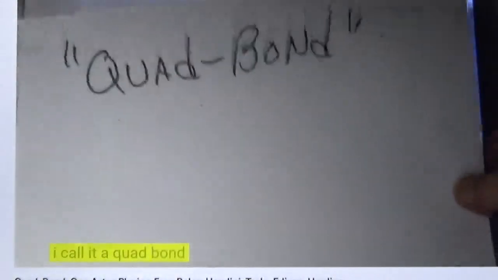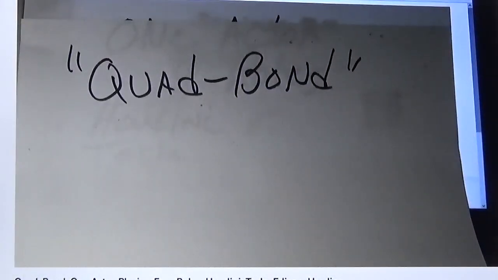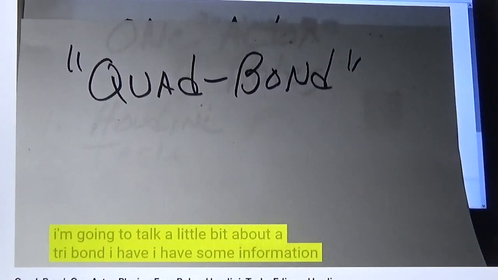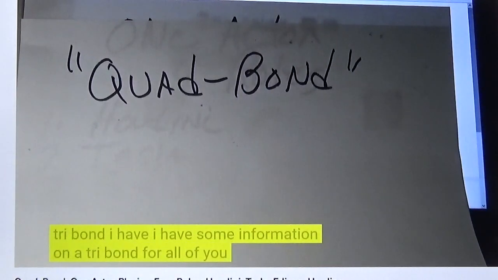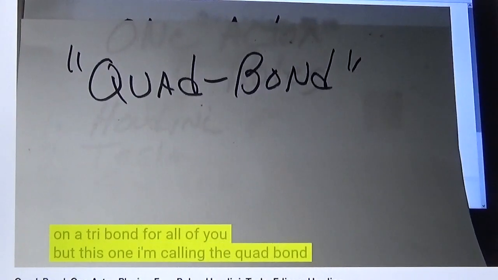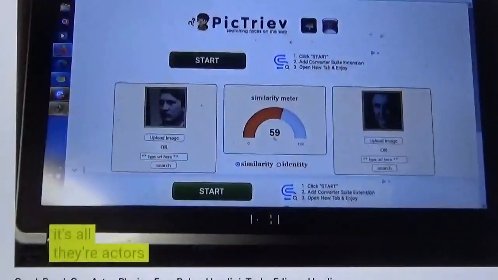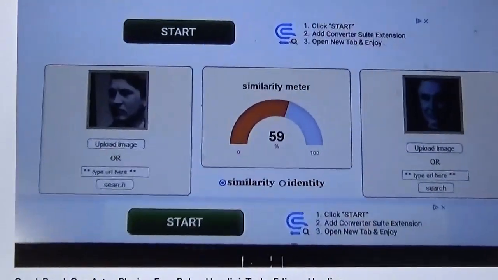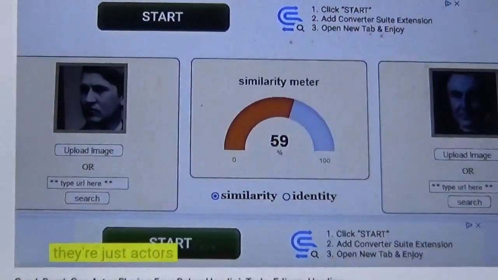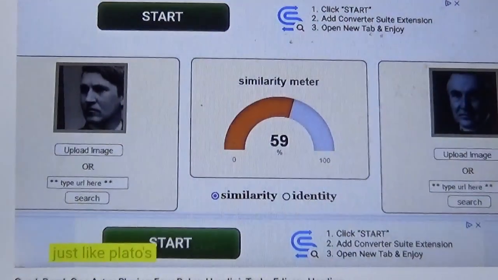I call it a quad bond. I'm going to talk a little bit about a tri-bond. I have some information on a tri-bond for all of you, but this one I'm calling a quad bond. One actor playing multiple roles. That's all. They're actors. They're just actors. Just like Plato's cave.